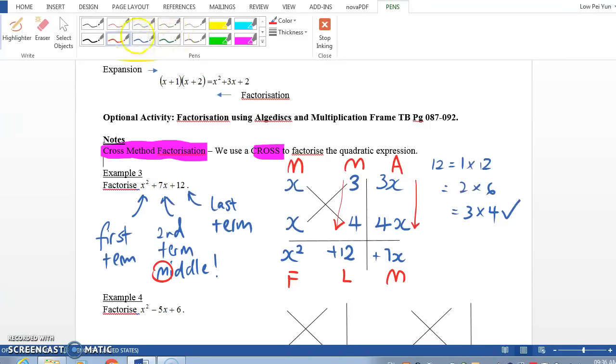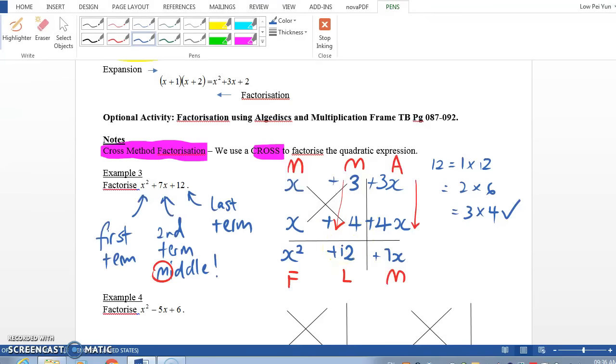And I need to put in the sign. Signs are important. So, in order to get 7x, I need to take positive 3x plus positive 4x. Once I have assigned the sign over here, the sign will follow here as well. So multiplying positive 3 with positive 4, I get positive 12.